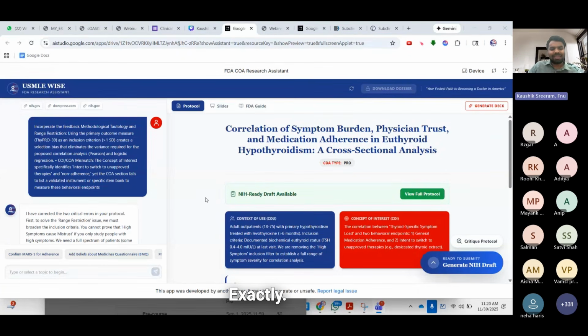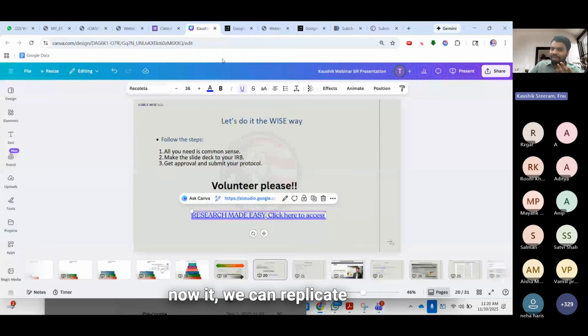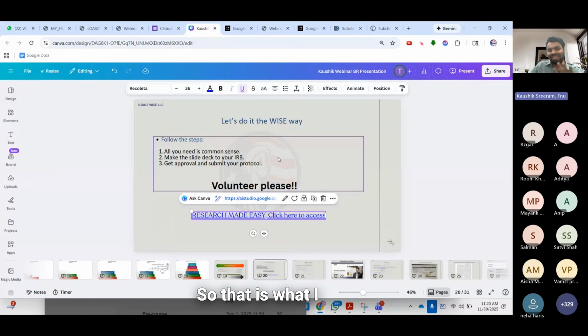Exactly. Exactly. And you just started with that idea, right? And it gave you a good framework to start. Do you agree, Ruhi? Yeah, definitely, absolutely. Okay, perfect. And it can be for anything. Now, we can replicate this for anything. So that is what I like to do, right?